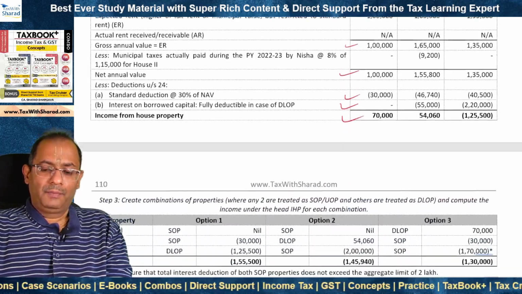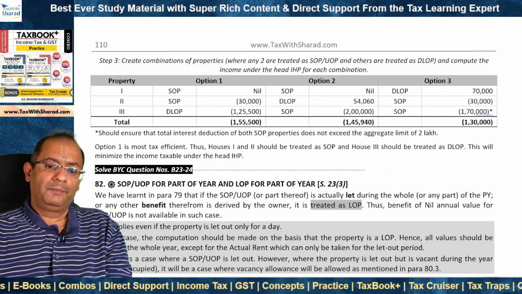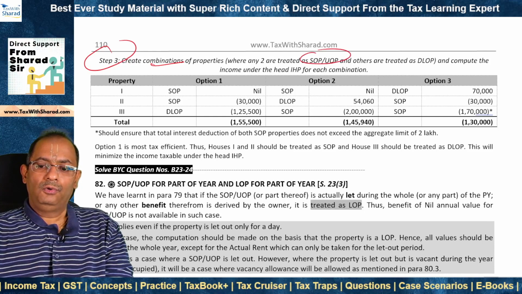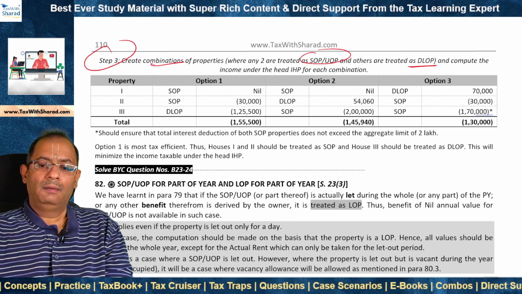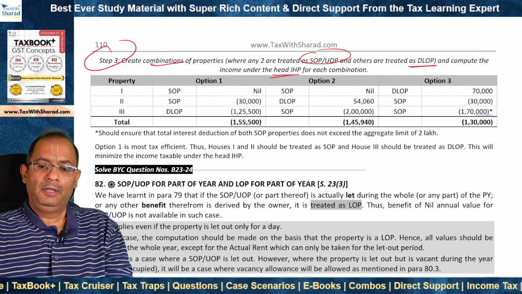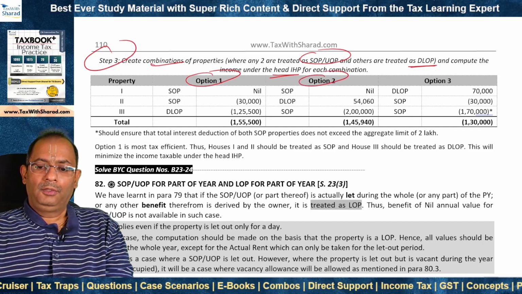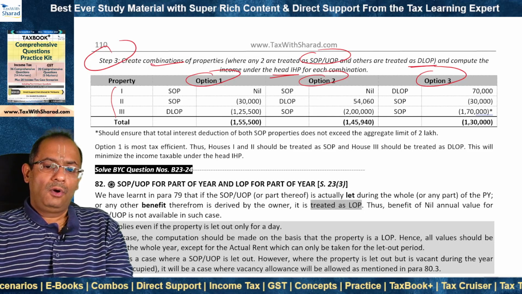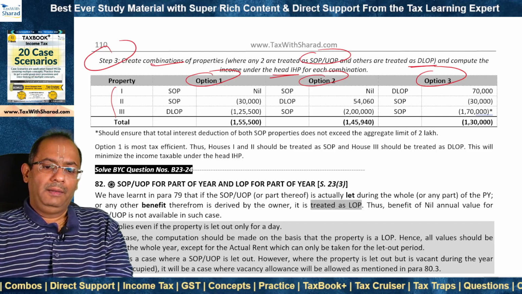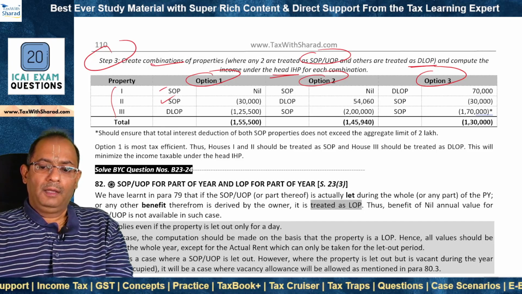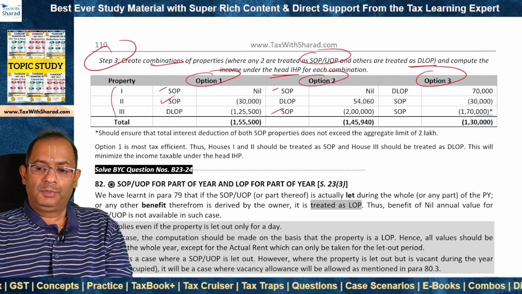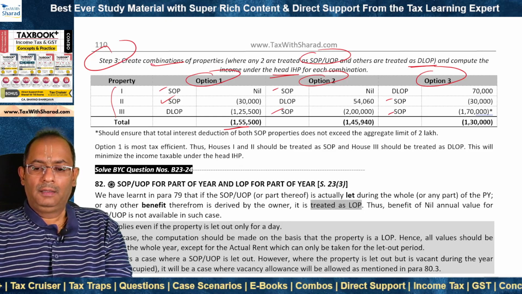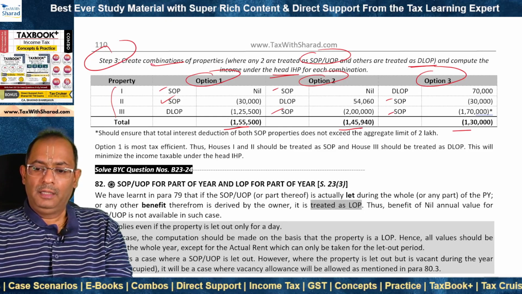In step 3, once we have these amounts in place, we create combinations of properties where any two are treated as SOP, UOP and the other is treated as DLOP, and then compute the income under the head IHP for each such combination. So we create 3 combinations. In option 1 or combination 1, we take 1 and 2 as SOP. In option 2, we take 1 and 3 as SOP. In option 3, we take 2 and 3 as SOP, and we compute the income under the head IHP in each of these combinations, right?